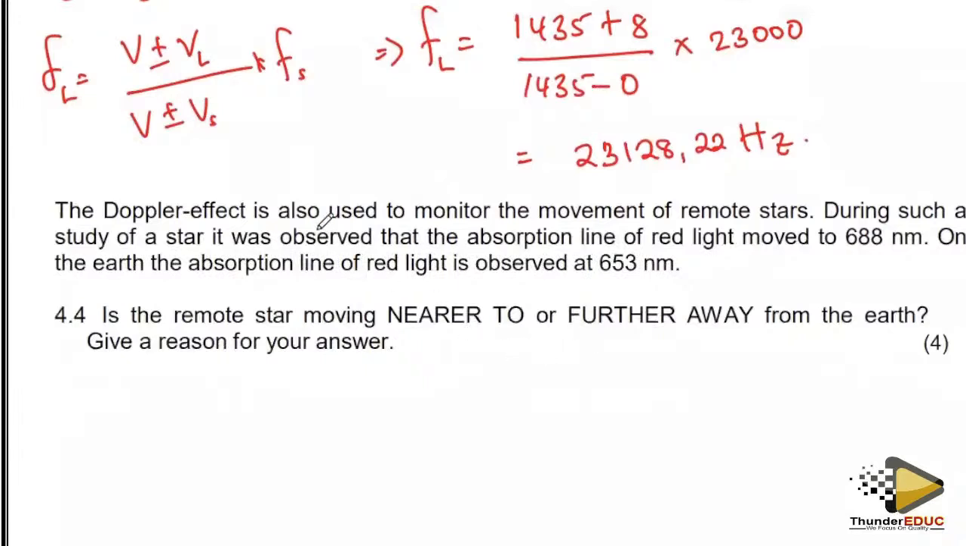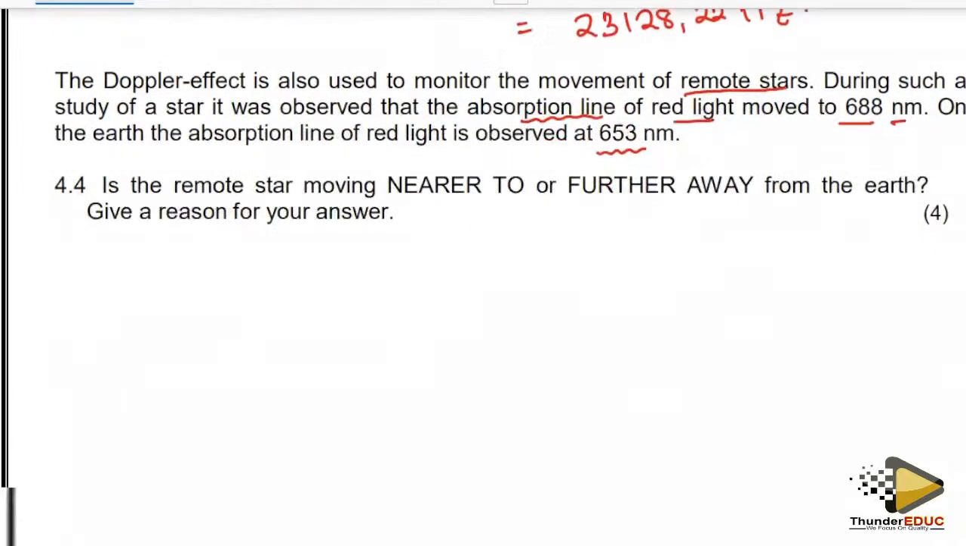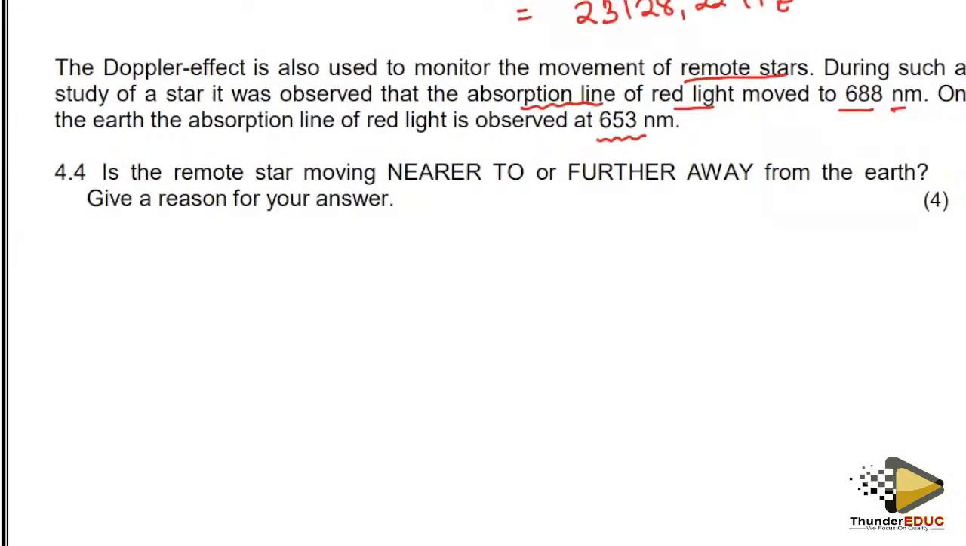And then they are telling us that the Doppler effect is also used to monitor the movement of remote stars. During such a study of a star, it was observed that the absorption line of the red light moved to 688 nanometers. On the Earth, the absorption line of the red light is observed as 653. Okay. Then they're asking us, is the remote star moving nearer or further away from the Earth? And we must give the reason.